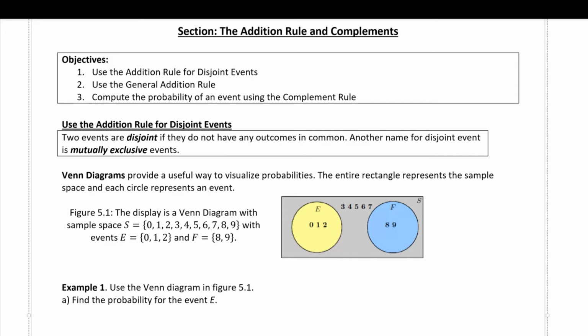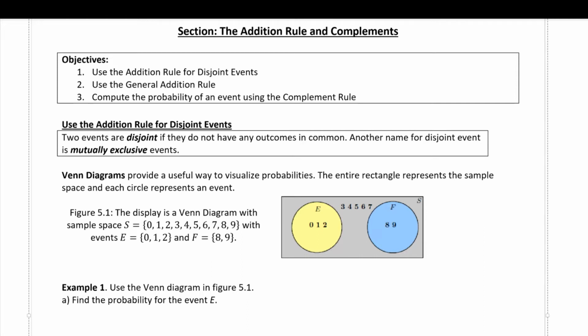This next section is the addition rule and complement. The objectives for this section are to use the addition rule for disjoint events, I'll explain what those are in just a bit, and then use the general addition rule. And then compute probabilities of an event using the complement rule. So we'll talk about complements towards the end.